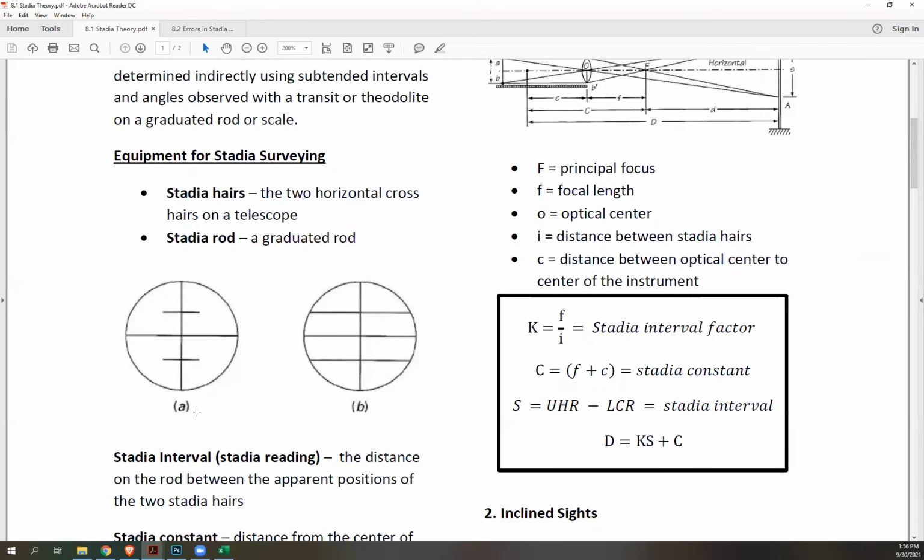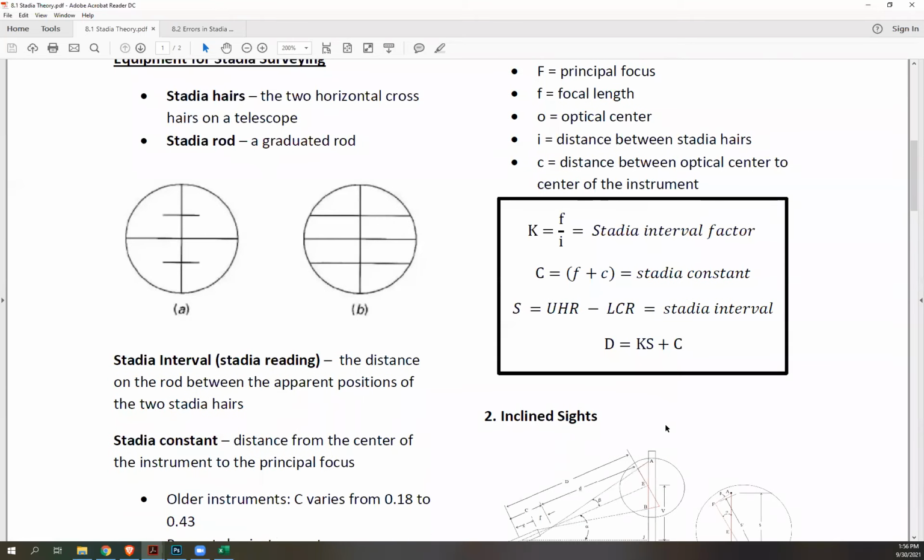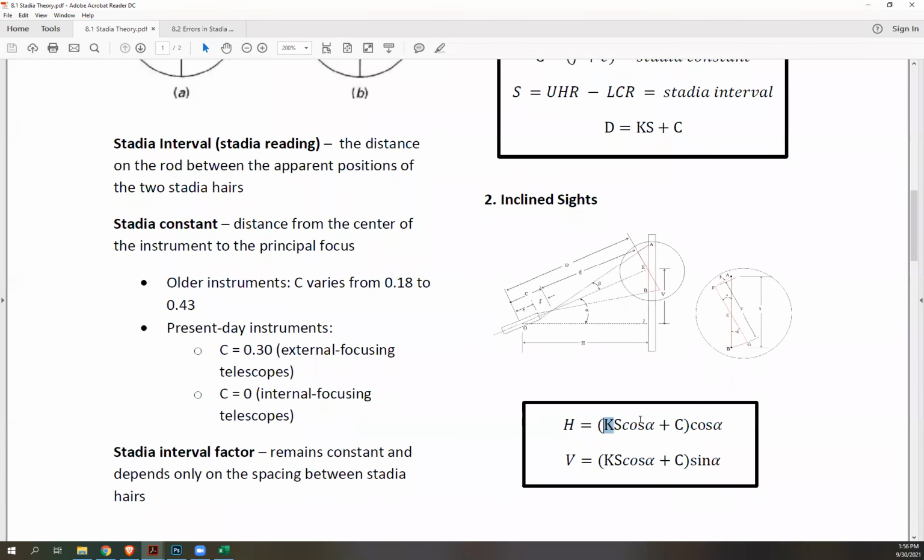So that's your K. If there's an error in K, all equations involving K, as you can see here, will change as well. So your horizontal distance and vertical distance will change. The greater your stadia factor, the greater your h, and therefore the greater the error. So that's why they're parallel with the tape being too long or too short.